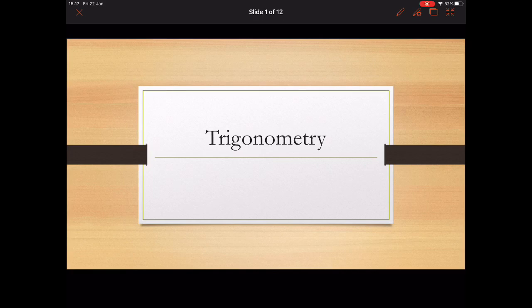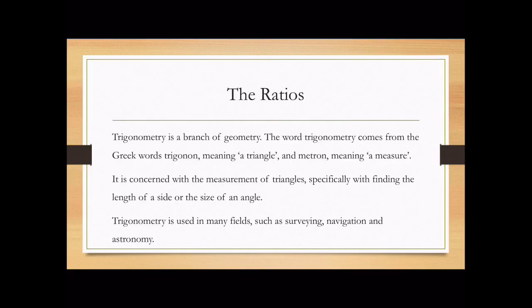Your new topic in the core course is going to be trigonometry. Trigonometry is a branch of geometry, and the word came from the Greek words trigonon, which means triangle, and metron, which means measure. So put them together, and basically you're studying the measurements of triangles, specifically finding the lengths of missing sides, or the sizes of some angles. This can be used in a few different parts of the real world.